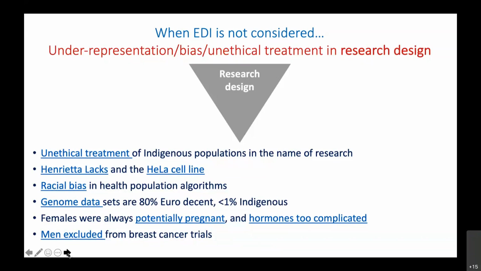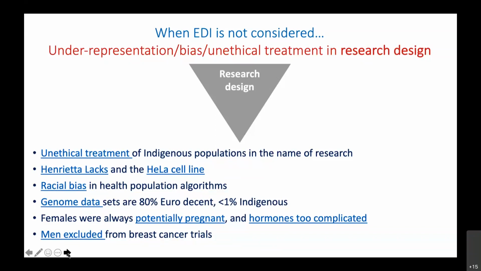So very briefly, cells were taken from a young Black woman named Henrietta Lacks, who had cervical cancer, and these cells were taken without her knowledge or consent. They went on to be used as a model cell line because they had this really unique property of immortality and have been used worldwide. And I'm not sure to this day if her family has received any compensation for that.